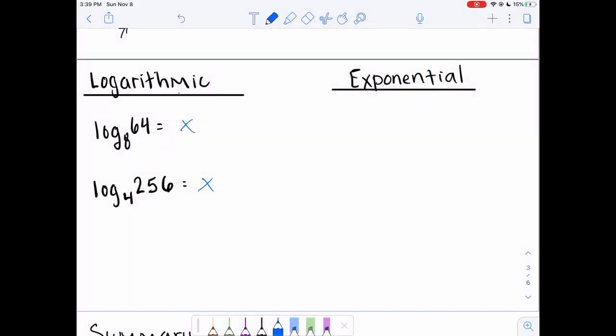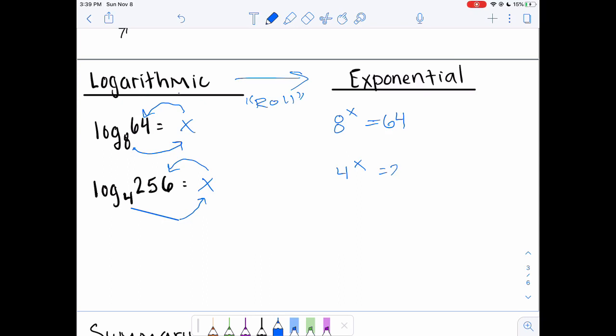You can also move from logarithmic form to exponential form. For this, we use a trick called roll the log. We're going to roll the log. So I'm going to start at my base, pick up my exponent, end on my result. So I started at my base, I picked up the exponent, I ended in my result. Same thing with number 2. Start at my base, pick up my exponent, end in my result.